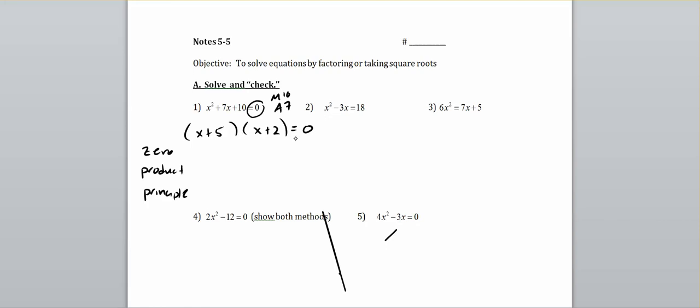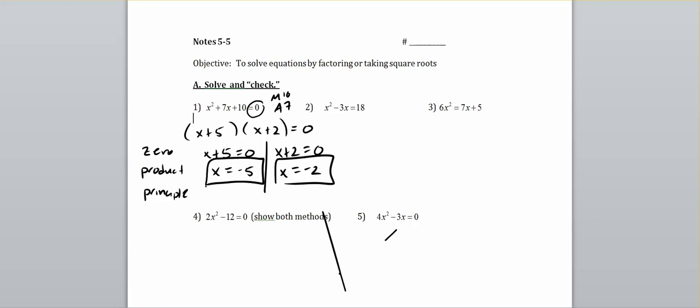So what you do after you factor is say either x plus 5 is equal to 0 or x plus 2 is equal to 0, and then solve for your x. So just subtract 5 over, so x is negative 5. Subtract 2 over, and x is negative 2. And those are the two solutions you get for number 1.